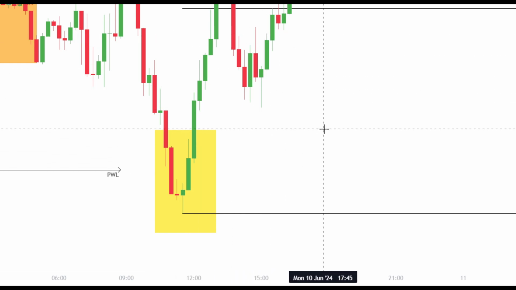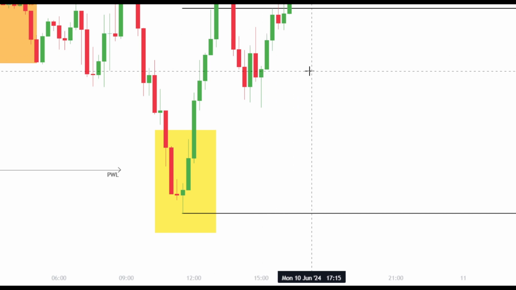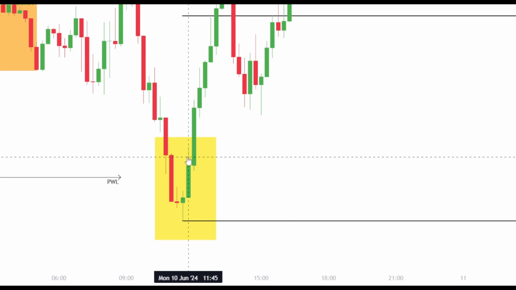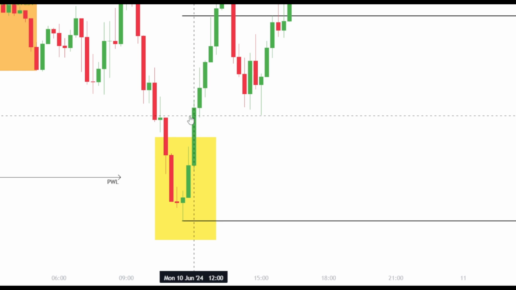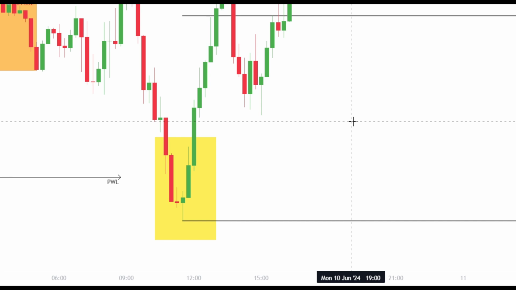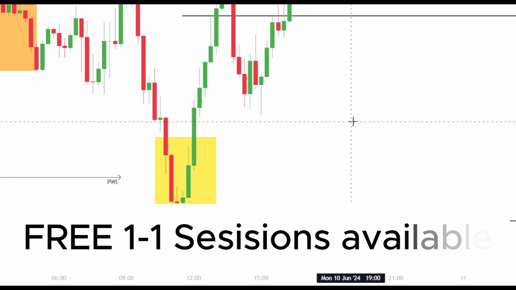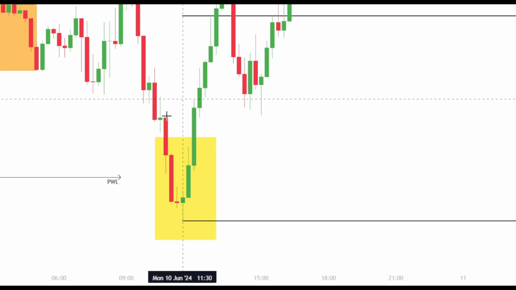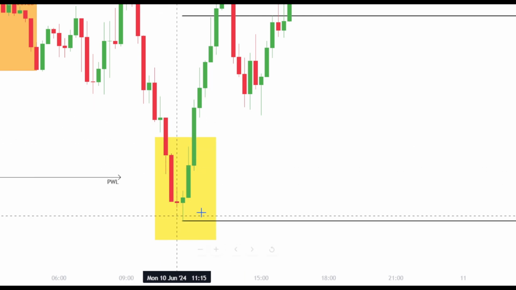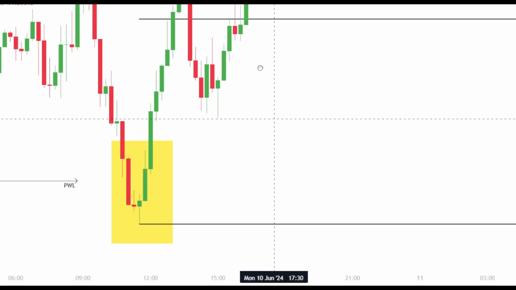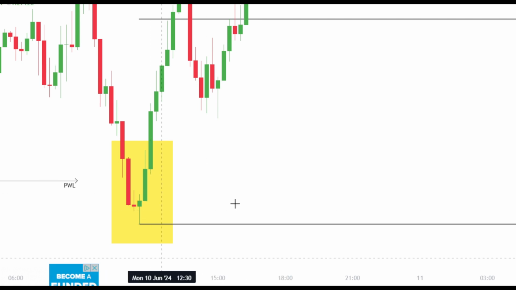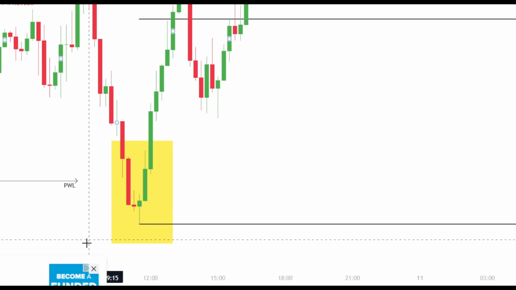A lot of people ask me, well, yes, I entered off this inefficiency over here, the upper inefficiency. Why didn't I enter off here? The answer is you could have set a limit there, but why didn't I? One of the confluences I use is the ICT silver bullet. This fair value gap here is not within the ICT silver bullet region. This is. This is a quick tip. This is an ICT silver bullet fair value gap.